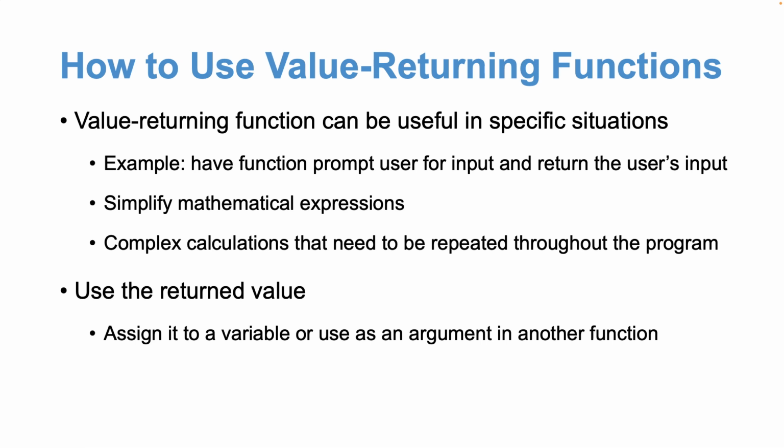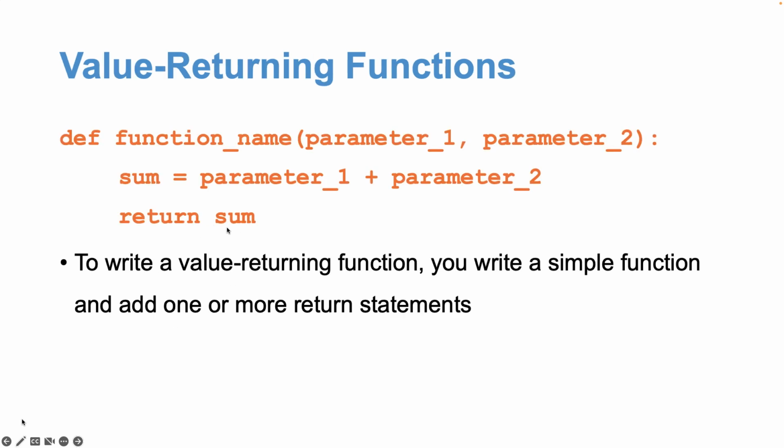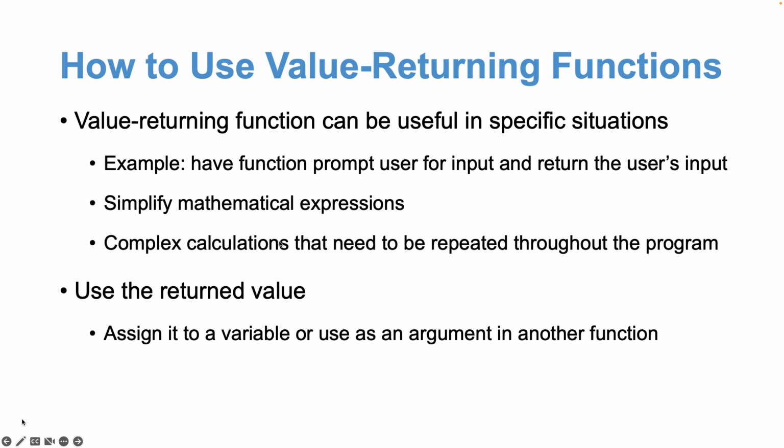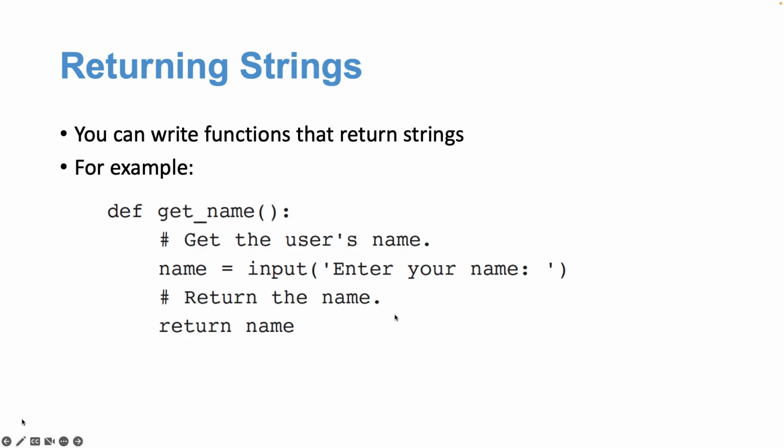Value returning functions can be useful in specific situations, for example anytime a function prompts the user for input and wants to return that input. Let's say we want that value to be used in another function or another statement, and this will help assign that return value. When we use return, we're assigning that value to a variable that will come out of that function, basically.